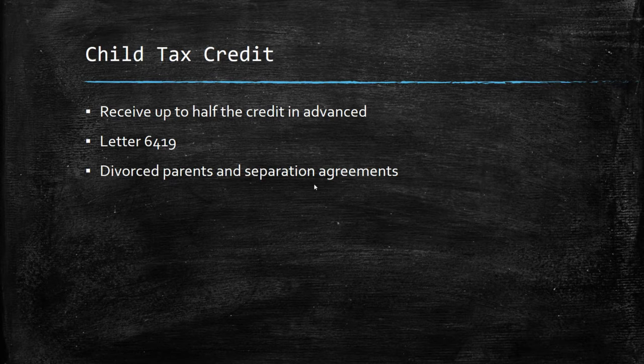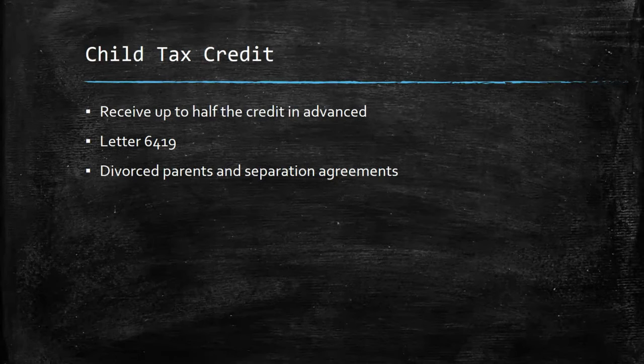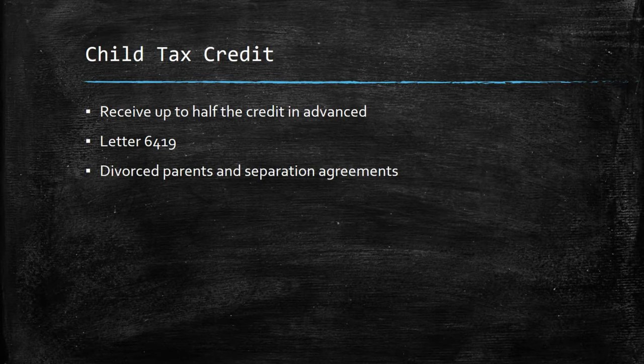But with all of these advance payments of credits that are typically claimed when filing taxes, there are some issues. I mentioned the largest one here is a divorce or separated parent situation, especially ones with separation agreements. The most common one that I have seen is parents where in even years, one parent claims the children, and then in odd years, the other parent claims the child or children.